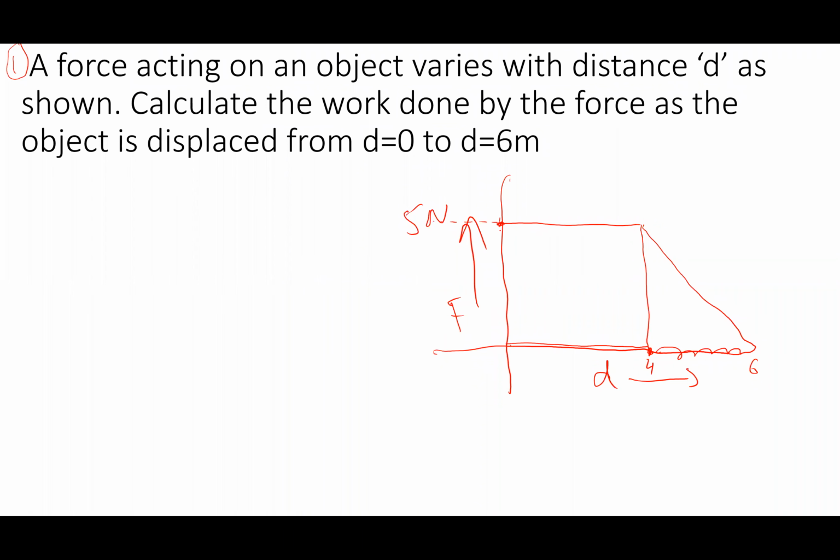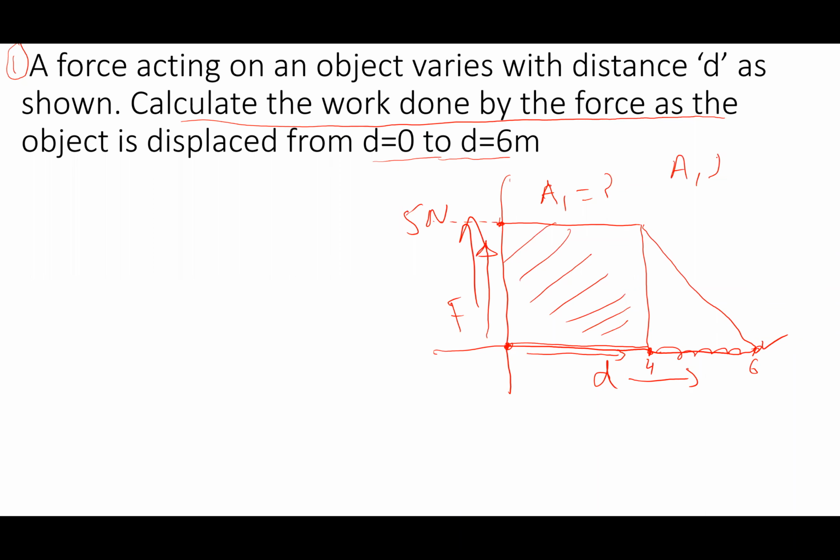So calculate the work done. We have to calculate the work done by the force as the object is displaced from 0 to 6 meter. So the object is displaced from this position to this position. Now this is a rectangle because its length is 5 and its width is 4. So you will find the area of this rectangle, which is equal to A1. Area of rectangle is equal to length cross breadth.